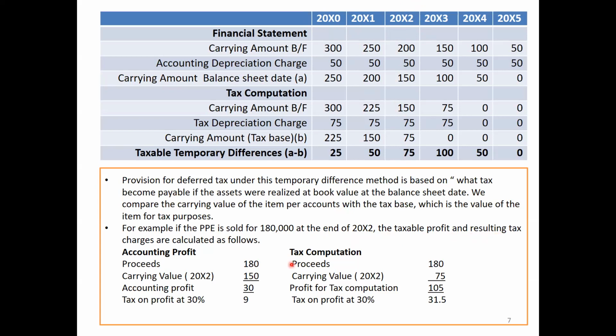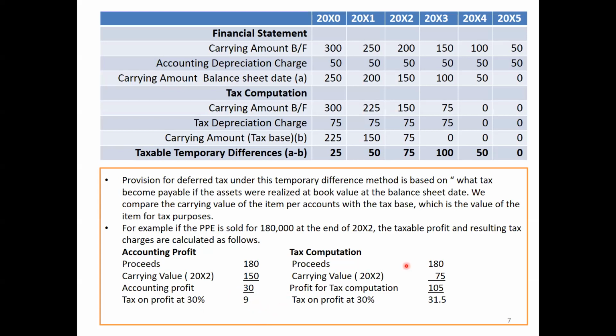The taxable profit and the resulting tax charges are calculated as follows. Here, accounting profit is simple, no? The selling price is 180,000, right? Cash proceeds, sales proceeds, 180,000. And carrying value, how do we calculate it? Cost is 300,000 and the accumulated depreciation is 50, 50, 50. How much? 150. So 300 minus 150 equals 150, the carrying amount. Then accounting profit on disposal of the asset equals 30,000. And 30,000 at the 30% tax rate equals 9,000. 9,000 is the income tax on disposal of PPE.